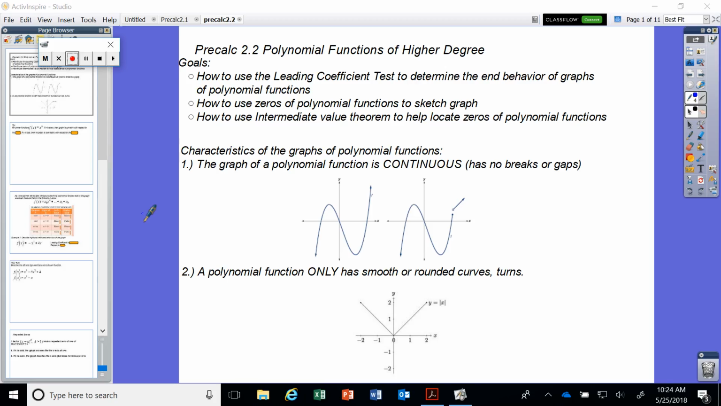Alright, ladies and gentlemen, in this video we're going to start diving into 2.2 of our pre-calc talk, which is about polynomial functions of higher degrees. The goals of this particular lesson are to look into how to use what we call the leading coefficient test to determine end behaviors of graphs.